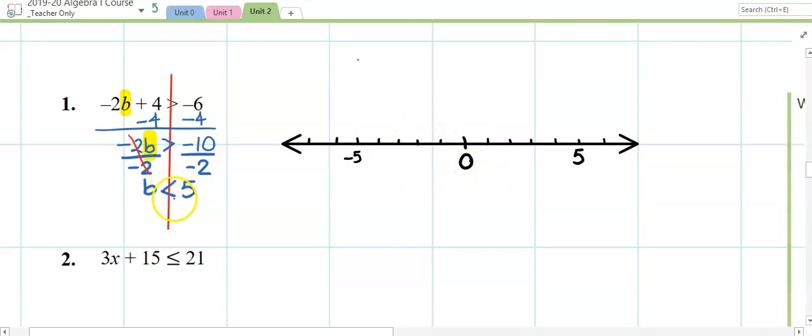Because this is a strictly less than symbol, I'm going to put an open dot on 5. And when your letter is on the left, when the variable is on the left side of the inequality, this symbol will match the symbol that you want to shade towards. So we want to actually shade to the left because that's where b is less than 5 on our number line.